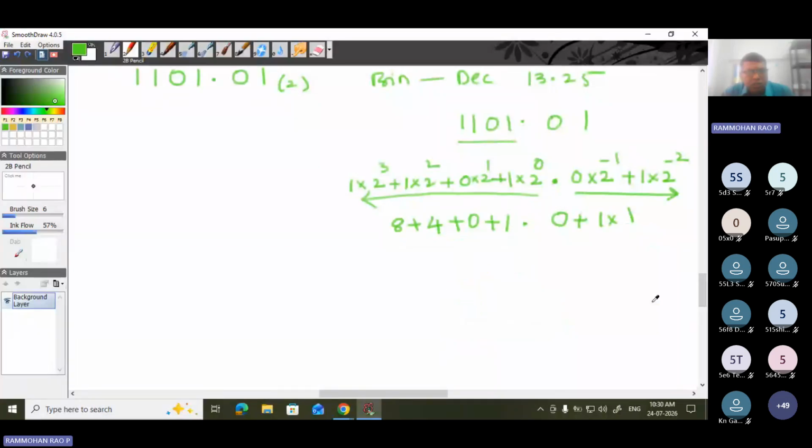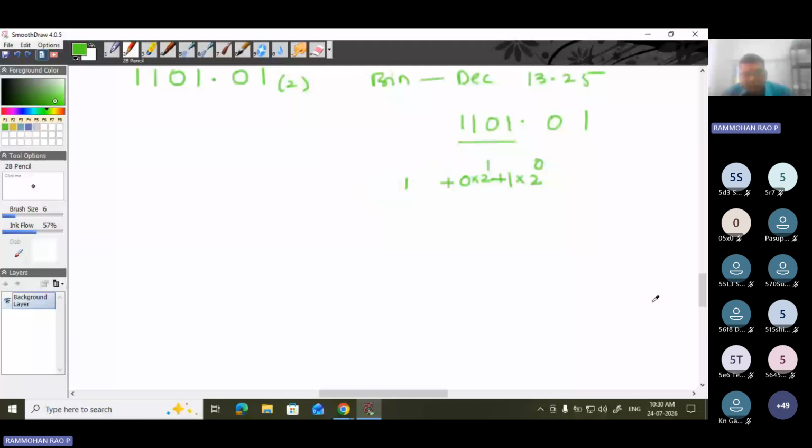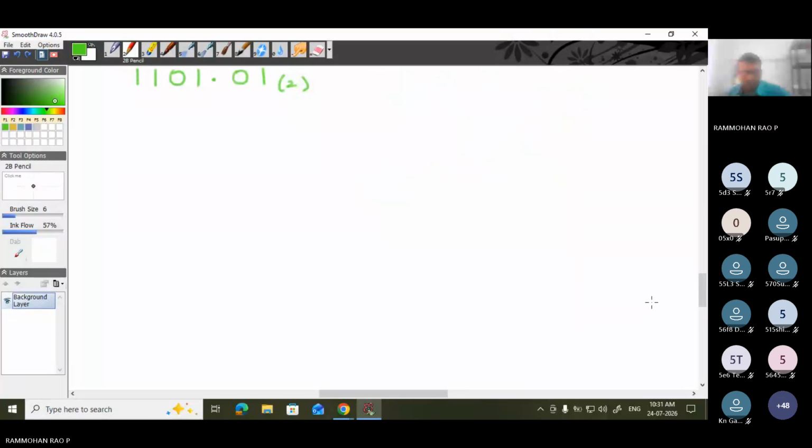So 1101.01 base 2. This is my floating point number. I'll be applying my IEEE 754 standard now. So point number 1, tell me, is it a normalized number?